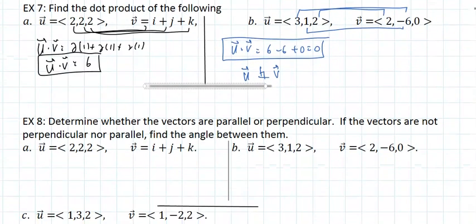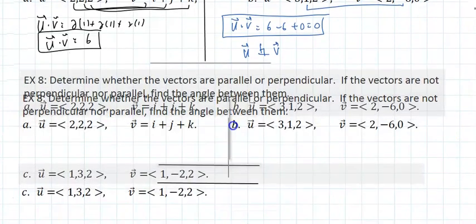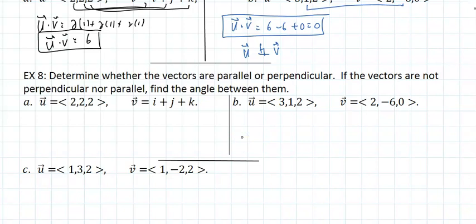Now, the same idea applies: vectors are perpendicular if the dot product is 0, and if one is a multiple of the other, they're parallel. Determine whether the vectors are parallel or perpendicular. If they're neither parallel nor perpendicular, find the angle between them. We know here that V is half, I should say. I could say V is half of U, or I could say that U is twice vector V. Therefore, they are parallel.